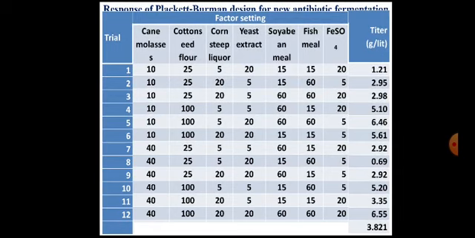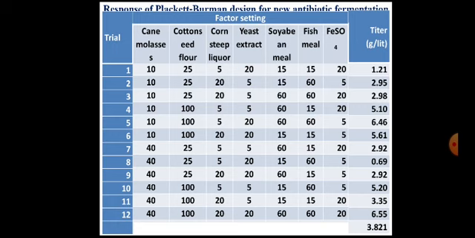No. The objective of Plackett and Burman design is not to find out the composition of the medium. The objective of Plackett and Burman design is to find out which is the most significant variable. Means whether cane molasses is significant, cottonseed flour, or corn-steep liquor and yeast extract and soybean meal and fish meal, FeSO4, out of these 7 medium ingredients, which is the medium ingredient which shows a significant effect on antibiotic synthesis or production.